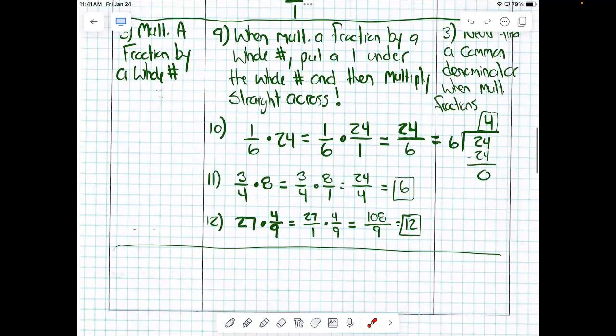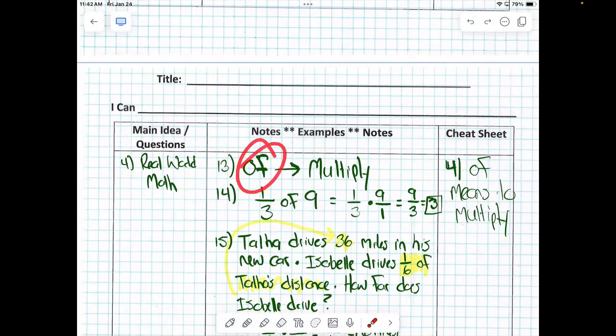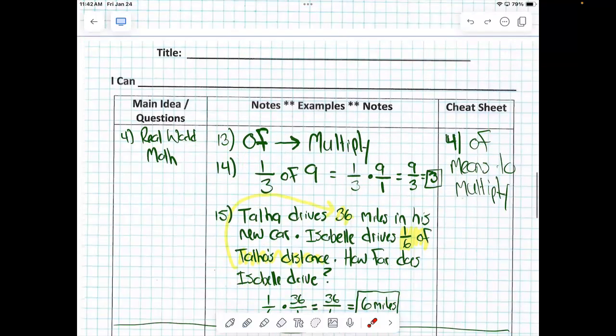Does it matter if the whole number is listed first? Do I still do the same thing? Yeah. Still just make it into a fraction, right? Yep. What does of mean? Multiply. So the word of means you should multiply. Okay, we good?